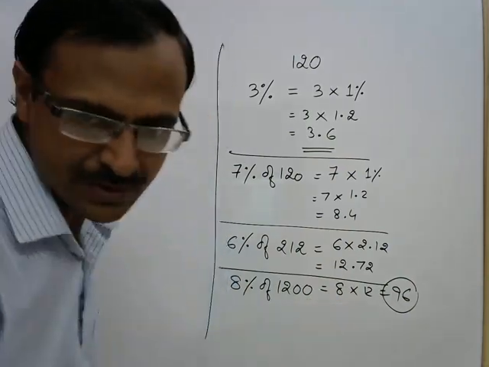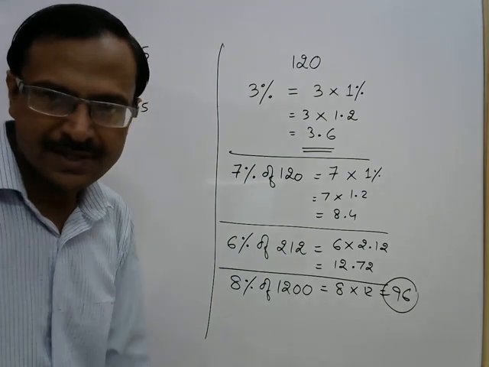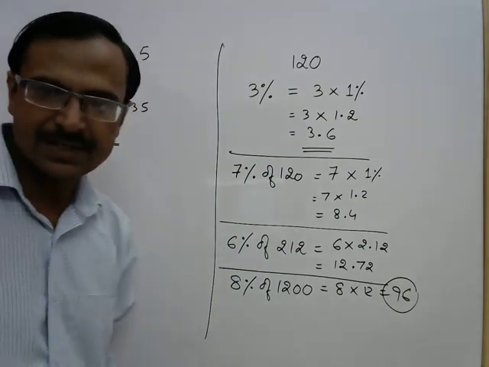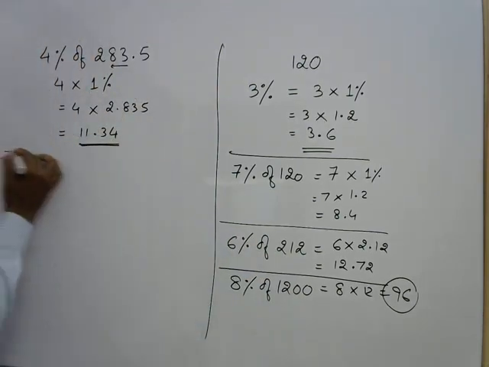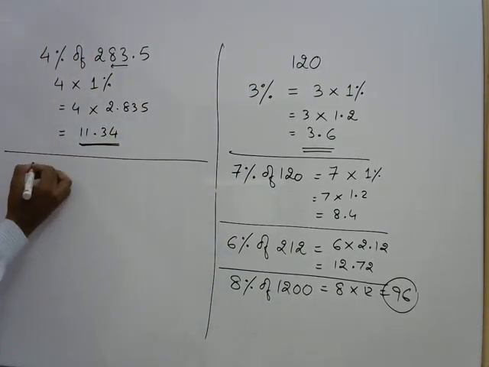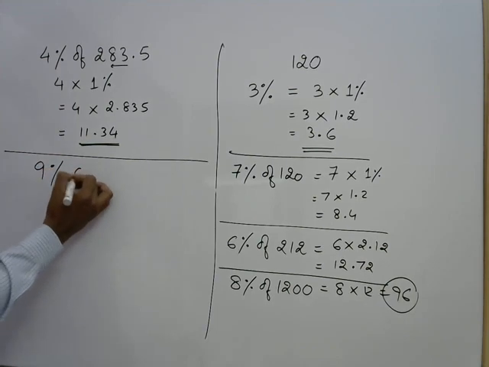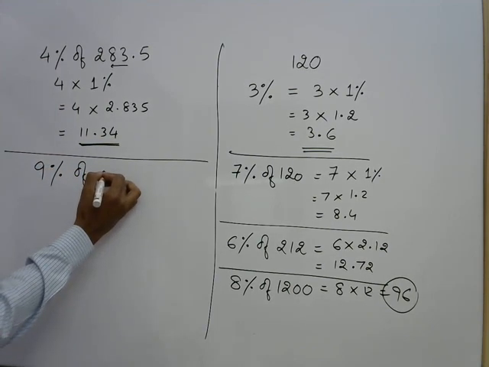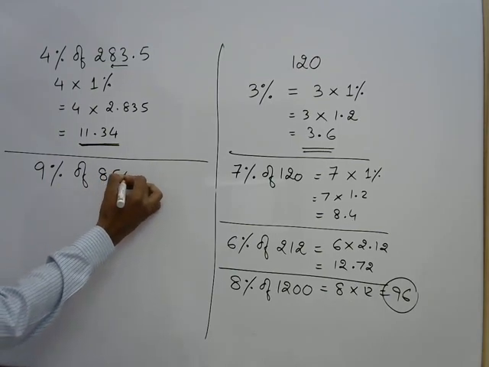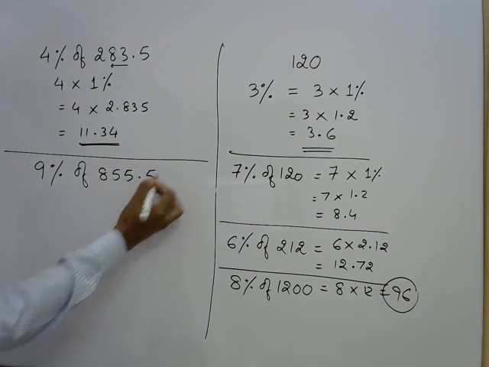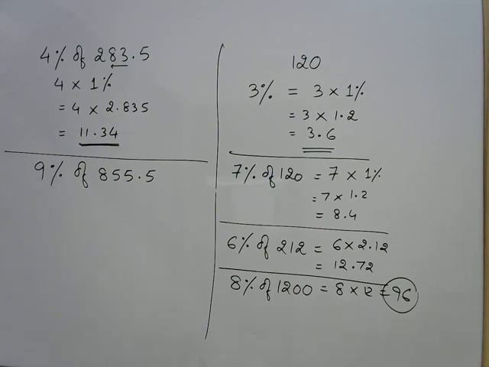Okay, let's have one more because many of you committed errors there. So one or two more single digit percentages, then we will come to double digit percentages. Okay, let's have 9% of 855.5. Okay, 9% of 855.5.